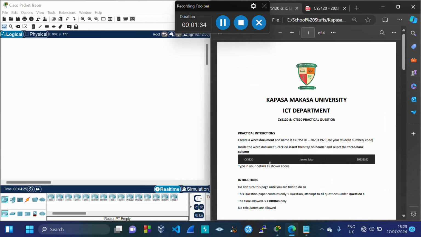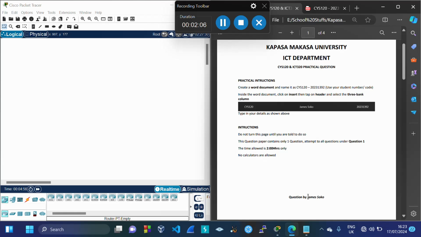After we do that, the instruction of the paper says do not turn this page until you are told to do so. This is if you are writing a test or an exam. This question paper contains only one question. Attempt all questions under question 1. The time allowed is 2 hours only, so even this tutorial will be restricted to 2 hours. No calculators are allowed. Okay. Question by James Soko. Okay, so that's me.